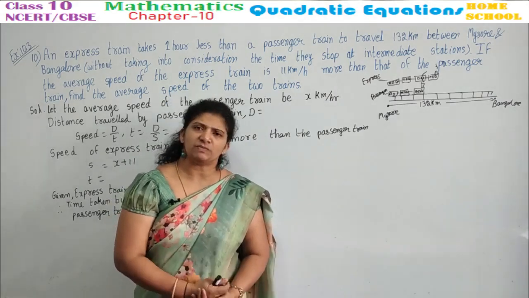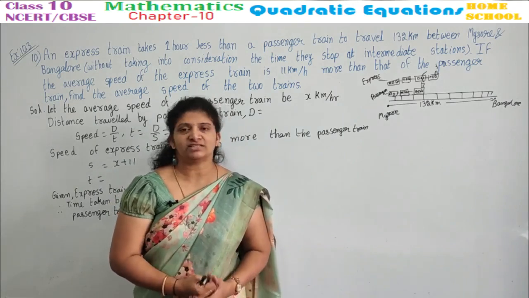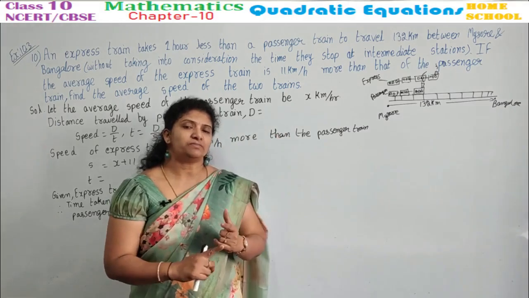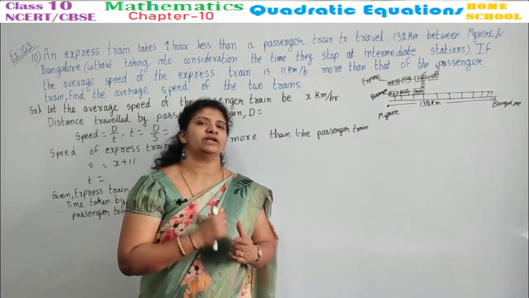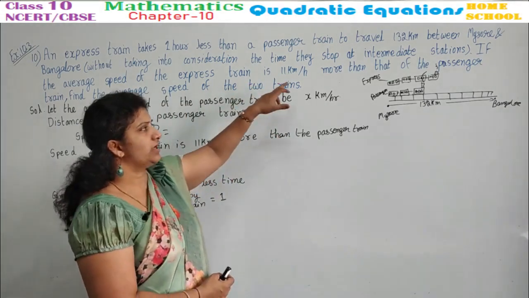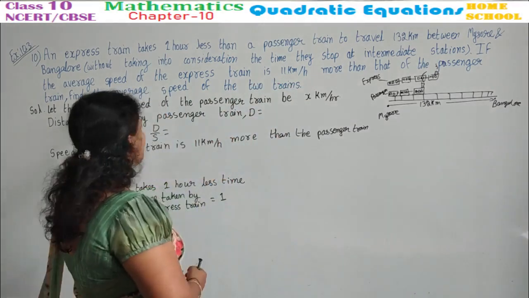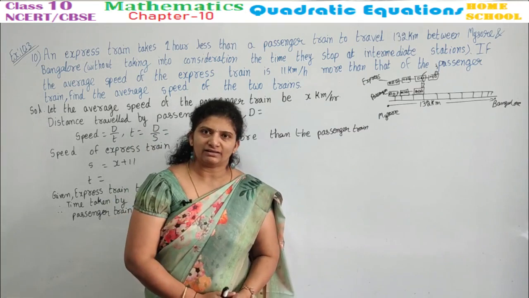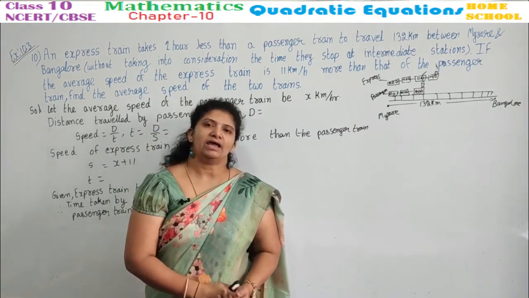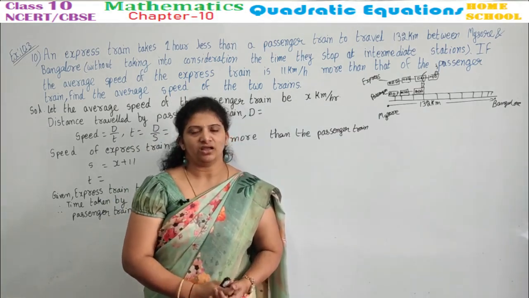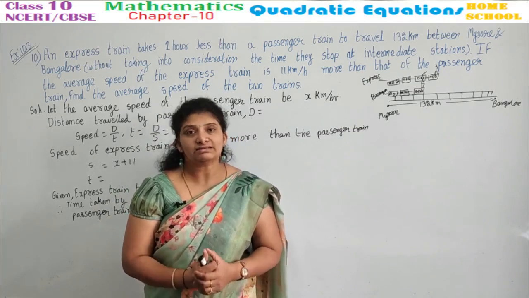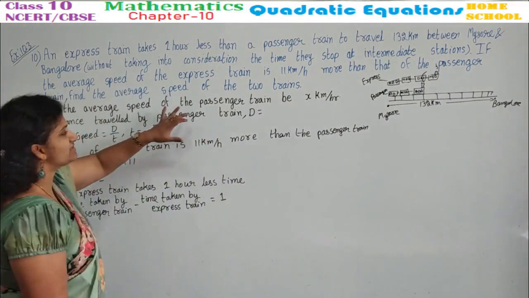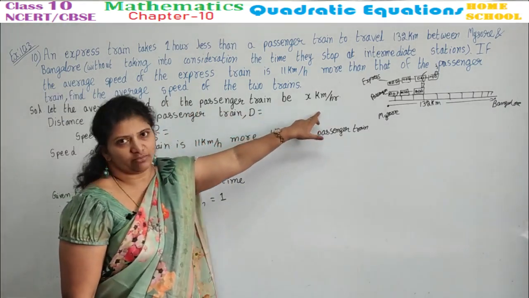By the way, what is the speed of the passenger train? We don't know. Let us assume it as x. Then, coming to the express train, x plus 11 kilometers per hour, more than that of the passenger train. Find the average speed of the two trains. We need to calculate the speed of the passenger train and the speed of the express train. How can we calculate, children? Let us assume the speed of the passenger train be x kilometers per hour.